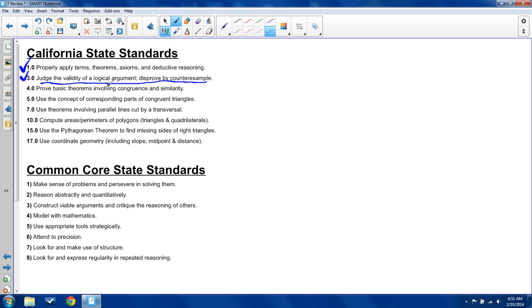Okay, prove basic theorems involving congruence and similarity. This is where you're just going to use more two-column proofs. So I just want to make sure that you know how they work and really what you have to do when you use proofs, because we're still a little shaky sometimes when we use evidence and such. So here I'll say, for example, I had a homework assignment. I have to bring it up though, one second.